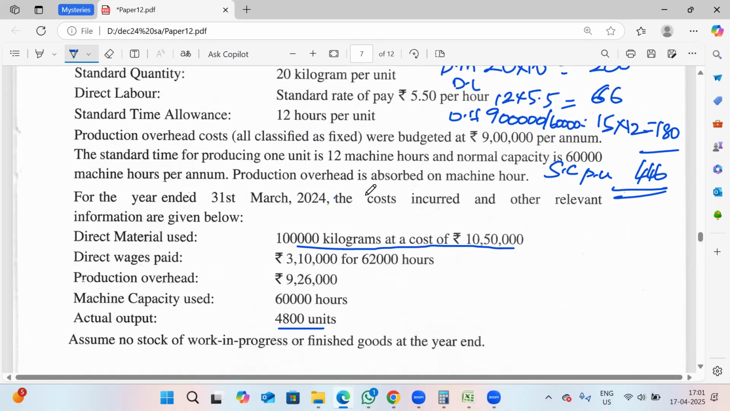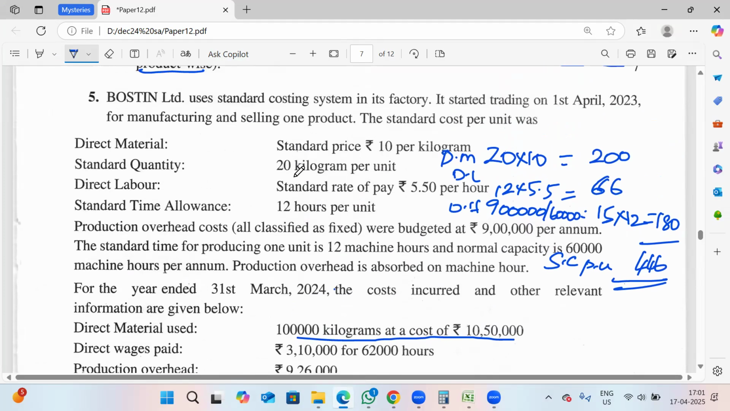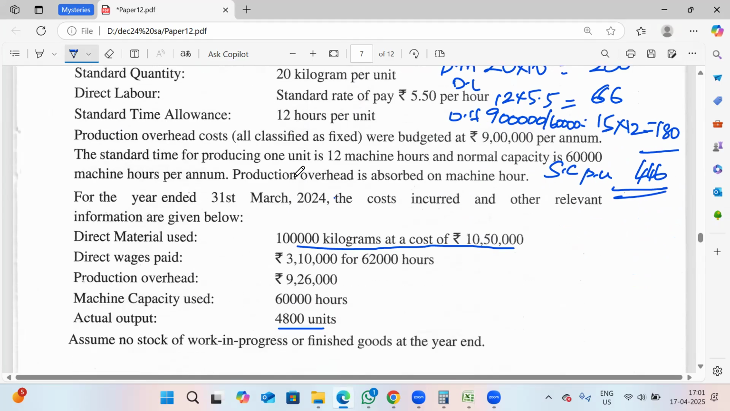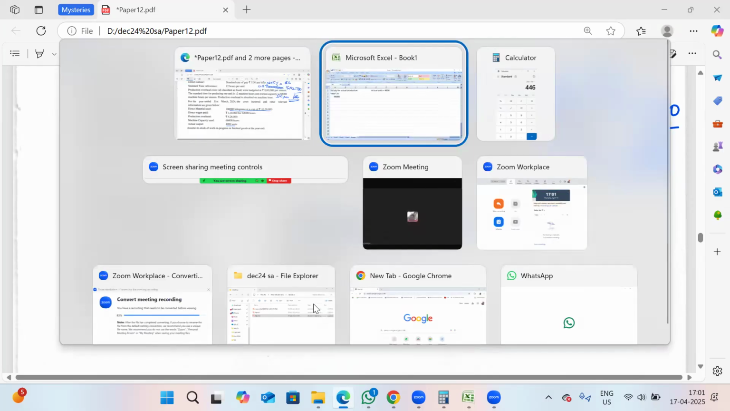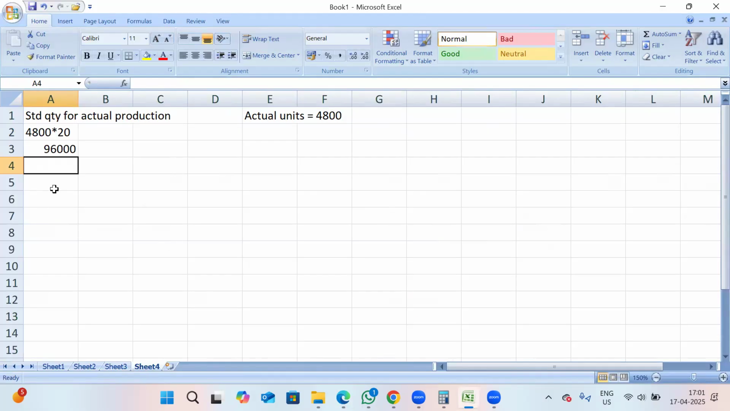So in this particular problem, we require 20 kilograms, right? For producing one unit, I require 20 kilograms. So for producing 4,800 units, how much do I require? 4,800 into 20, that is 96,000. But the actual quantity is 1 lakh kilograms. So 1 lakh kgs I required.